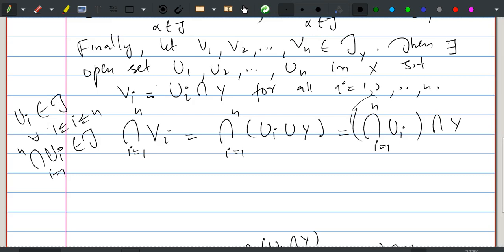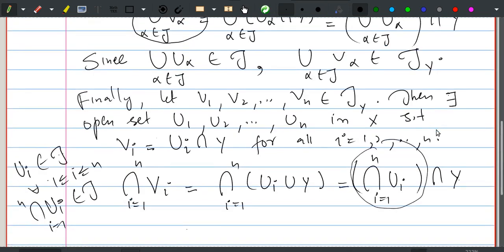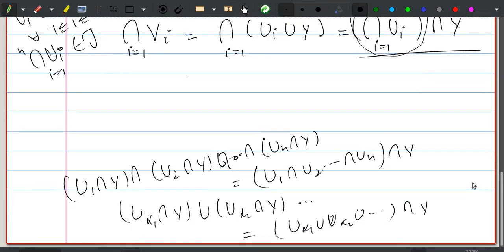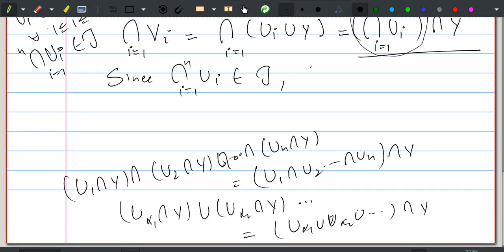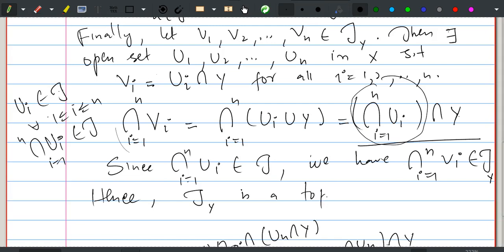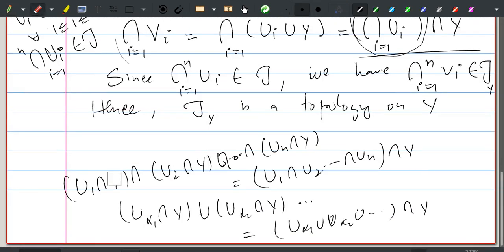Now this being an element of T, and taking the intersection with Y, this element over here is going to be in T sub Y. So since i goes from 1 to n and Ui is in T, the intersection of the Vi, where i goes from 1 to n, is an element in T sub Y. That means T sub Y is closed under finite intersections. Hence T sub Y is a topology on Y, and this topology is called the subspace topology related to Y.